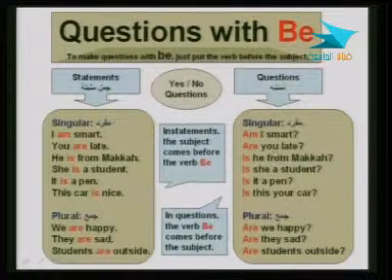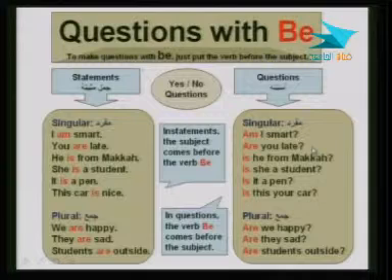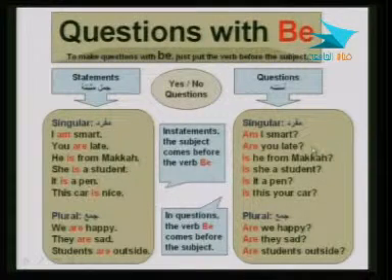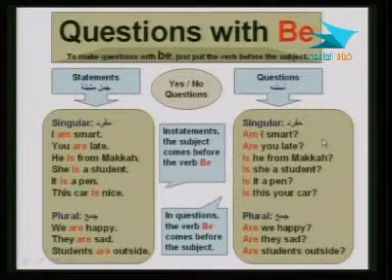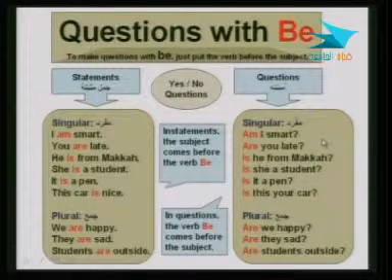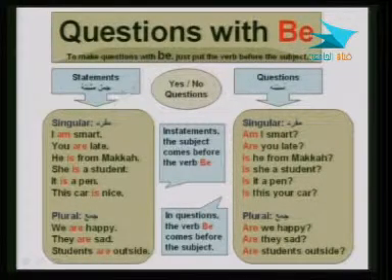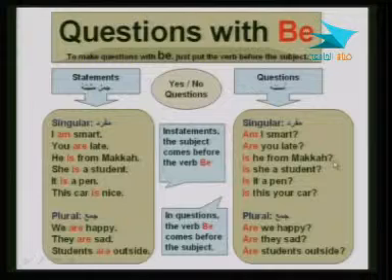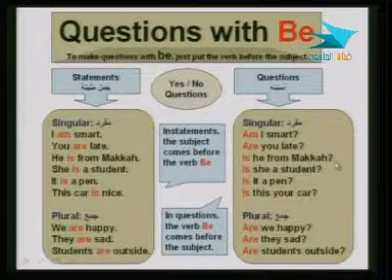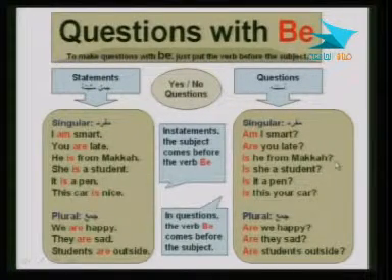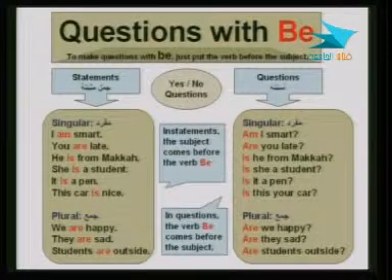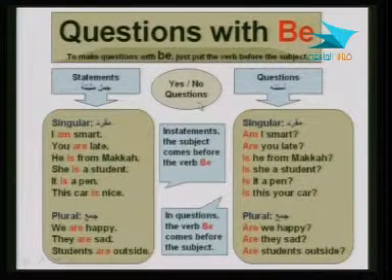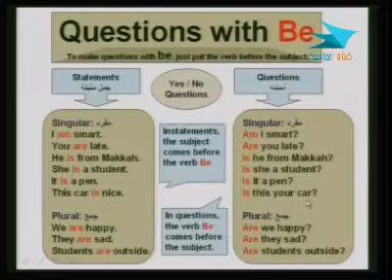And when I say, are you late? You will give me an answer saying, yes, I am, or no, I'm not. And if I ask this question, is he from Mecca? The answer will be, yes, he is, or no, he isn't, or no, he's not. And same thing with all of these, of course.